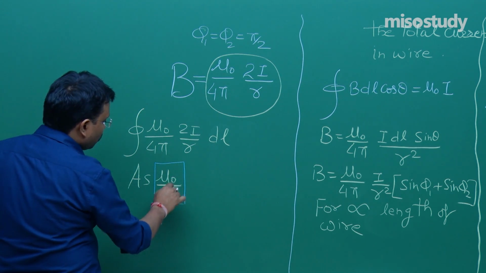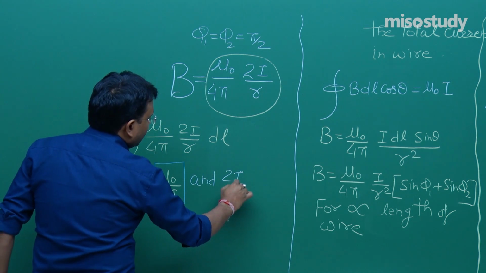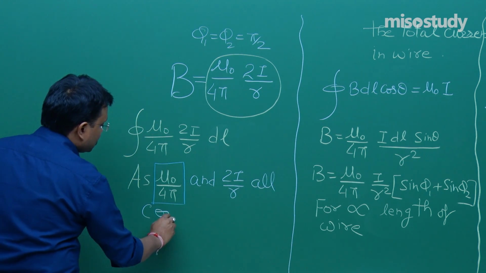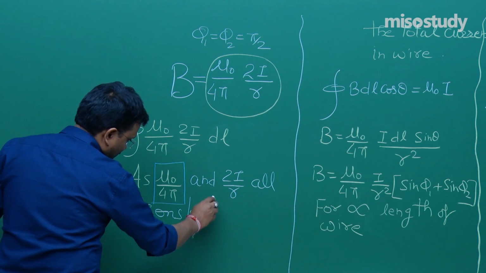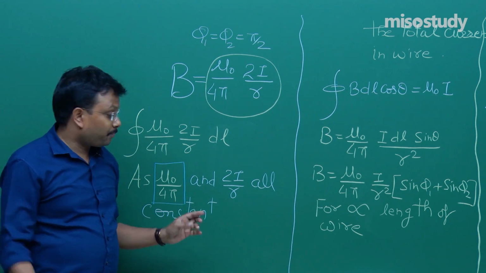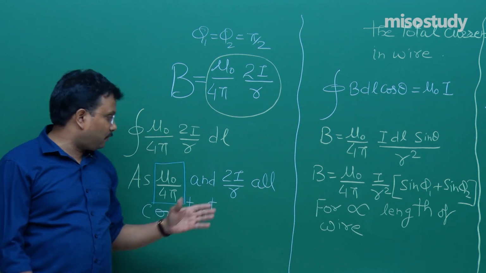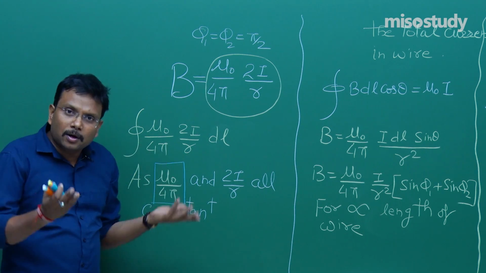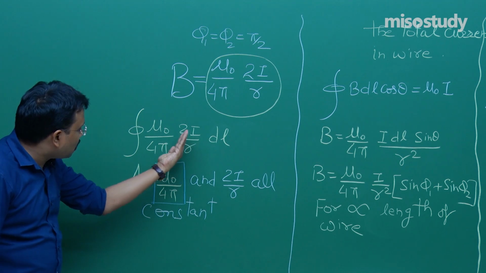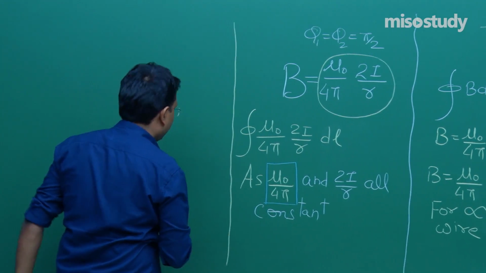Now, mu naught upon 4 pi and 2I by r are all constant. Why constant? I am telling you. The reason is the amount of current flowing is fixed. The radius r, I mean the distance at which you want to find the magnetic field, is also fixed unless you change it, and so this is a constant term. So do one thing, put all these things outside. Okay, no problem, we will do that.